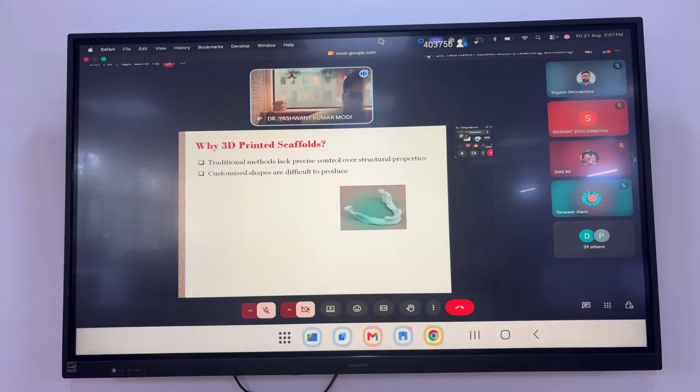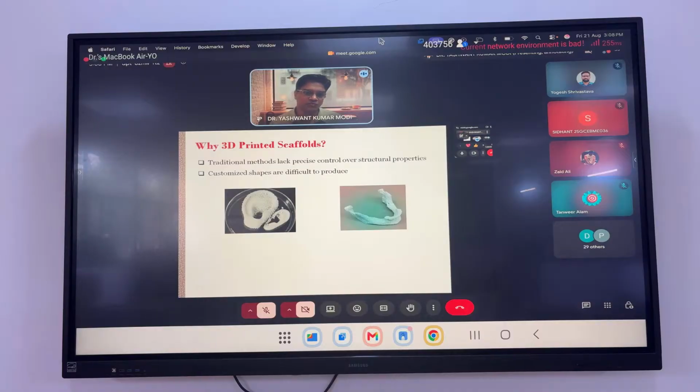So here is the reason why 3D printing is becoming more and more popular for tissue engineering applications, because as I told you, this technology can make customized scaffolds. As you can see, here is an example of a mandible. So a porous mandible has been created using 3D printing or additive manufacturing technology. Here is another example, the external ear of the human being. So it is in a customized shape.